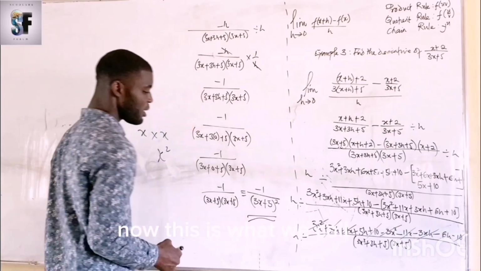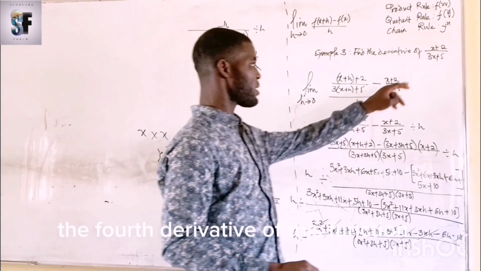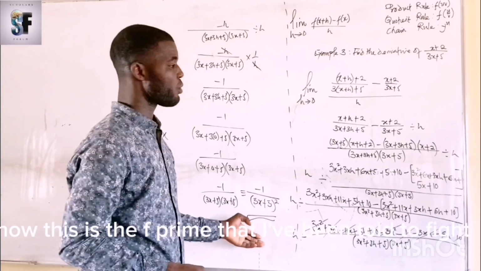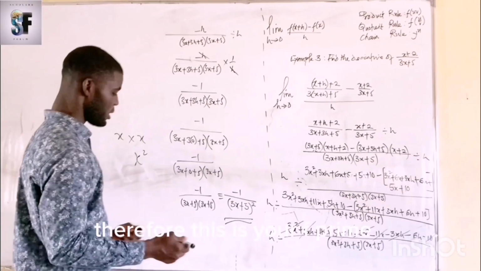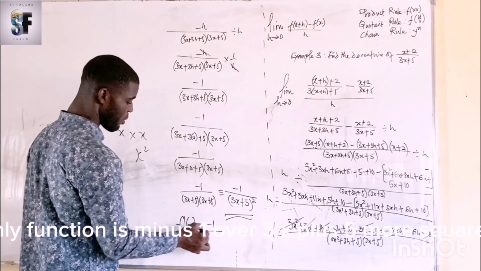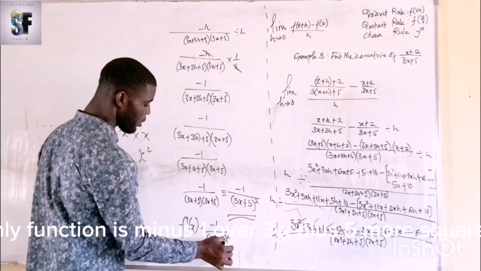Now this is what we call the first derivative of this function. This is the f prime that I've been told to find. Therefore, this is your f prime. F prime of the function is minus 1 over 3x plus 5 all squared.